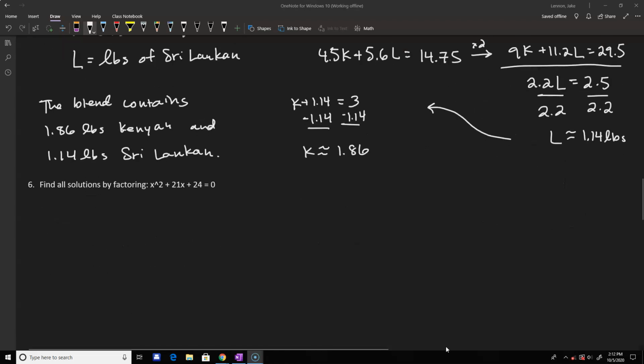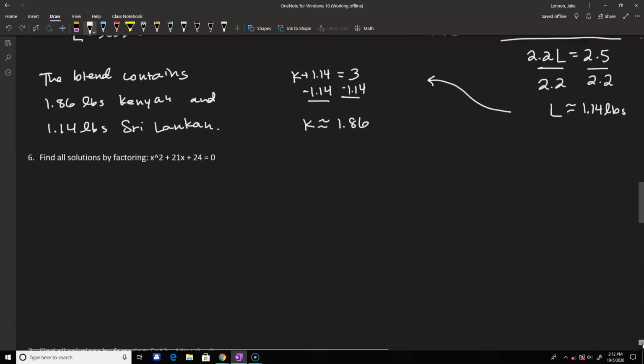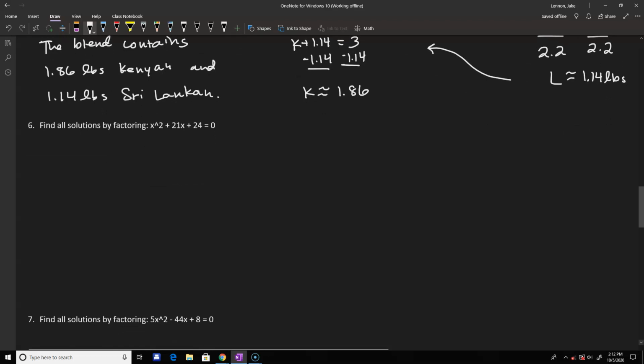Okay, now we move on to quadratic equations. We already saw one from the inequality section, but just to reiterate, when you have this easy case, x squared plus 21x plus 24, you look at the last number, 24, and you need two numbers that multiply to 24 but add up to the middle number. That's going to be 8 and 3.